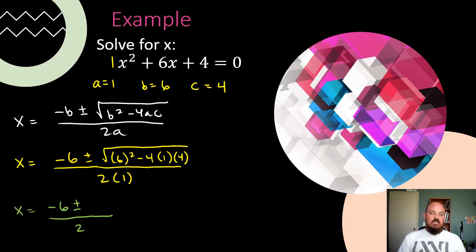What you actually get, if I just do the part inside the square root, 6 squared is 36. 4 times 1 times 4 is 16. So I end up with 36 minus 16. What I end up with is, and I'll put it way up here in the top corner, the square root of 20. Now that's not a perfect square. The square root of 20 doesn't equal just some number.